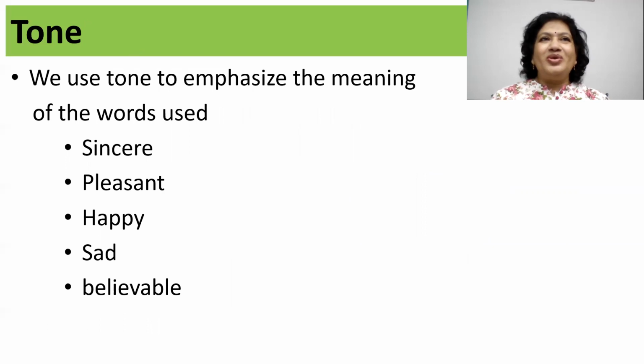Tone. We use tone to emphasize the meaning of the word. Say, for example, you're saying the word sincere. You're saying that you are a sincere person. But if that sincerity does not come in your tone, that means you're not sincere. Pleasant. The weather is pleasant. If you say it without any pleasantness, there is no pleasantness in the weather. What you are speaking and what you are saying is contradicting. Your tone has to match whatever you are saying.